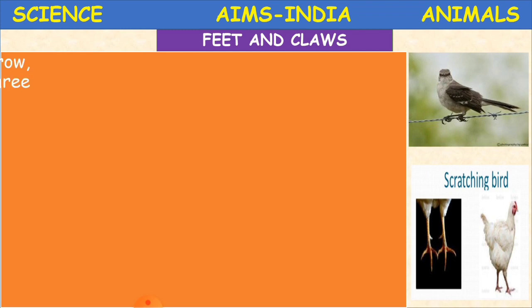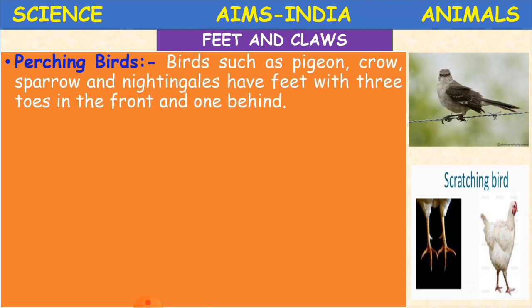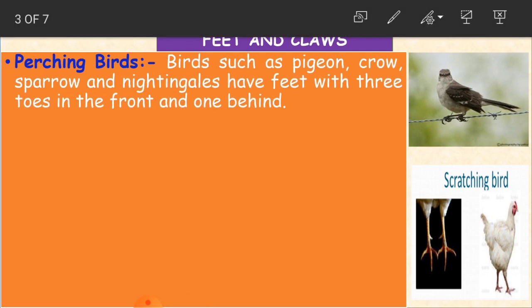What are they? So they are perching birds. What do you mean by perching, children? Perching is like sitting on the edge or near the edge of something. So here, according to the picture, you can see a bird sitting on a wire.